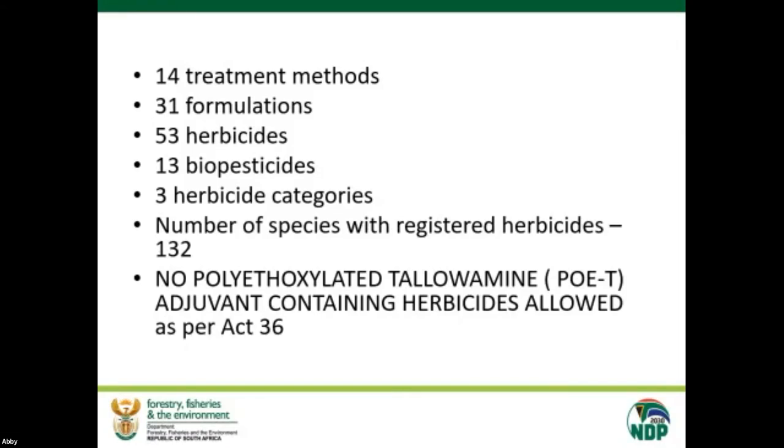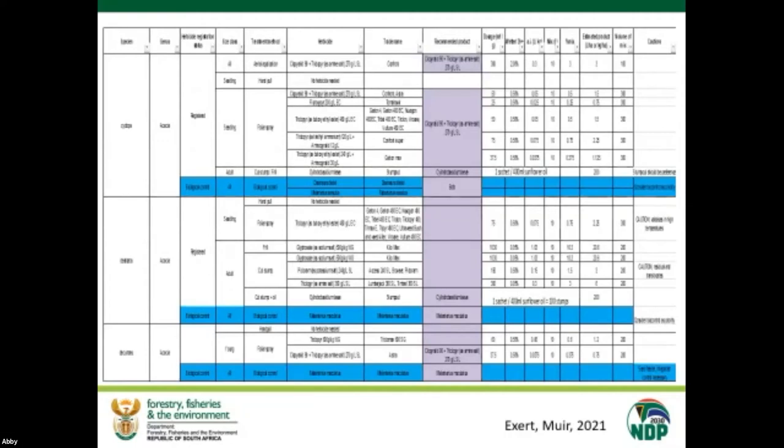But most importantly, it uses three herbicide categories out of the 48 standard herbicide categories, and the importance of this is that those three herbicide categories are the least damaging to environmental risk and to human health. And what's most important of this is none of the pesticides used within the departmental policy contain polyethoxylated tallowamine, which is a carcinogenic adjuvant that was banned by Act 36 in June 2020.